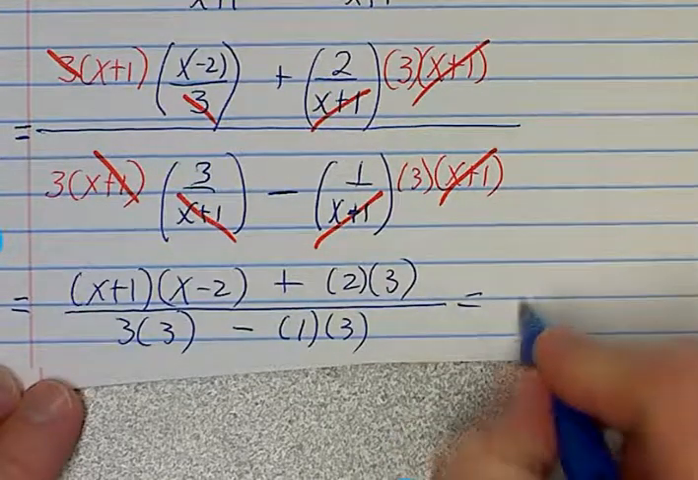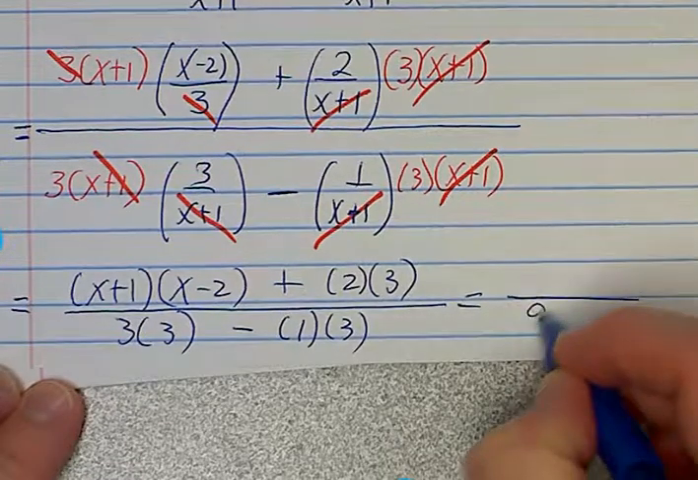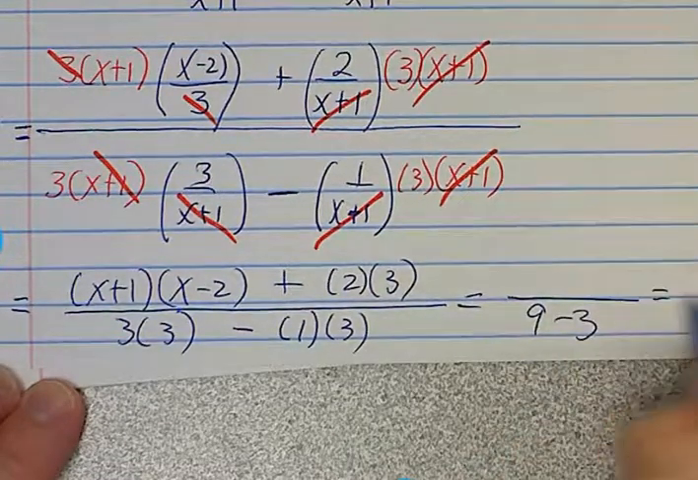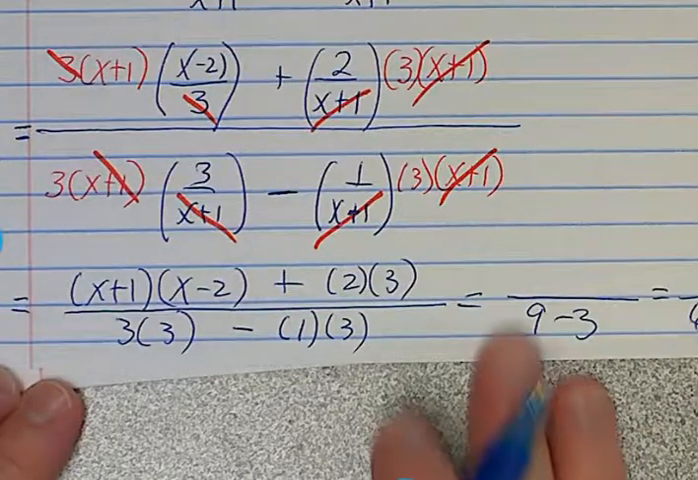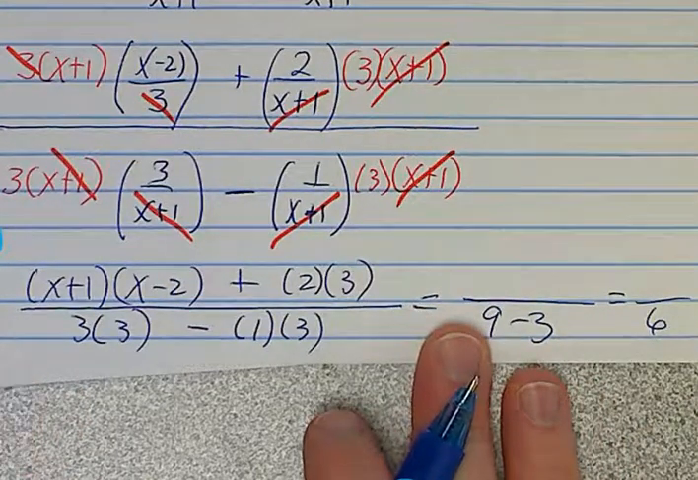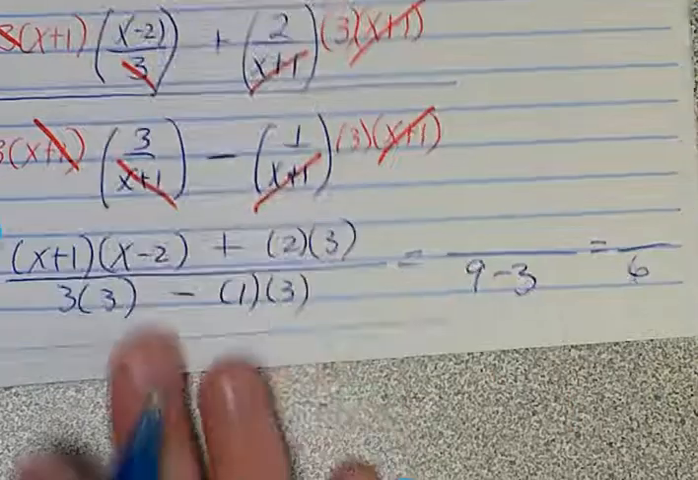Now the bottom's going to be a little bit easier because the bottom, 3 times 3 is 9. 9 minus 3 is 6. So the bottom part's just 6. The top part, that's the part we've got to work on because there's a little bit more stuff in the top part.